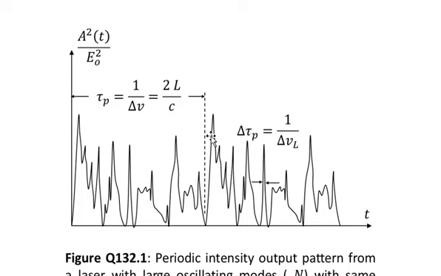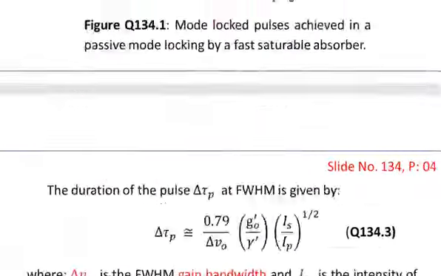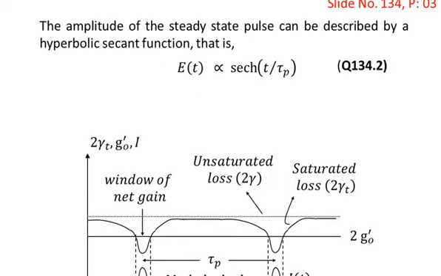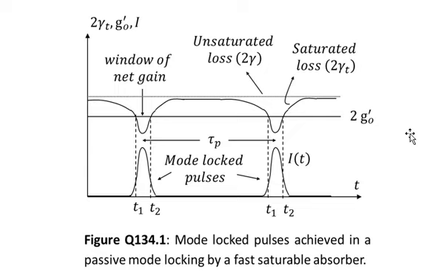For the higher intensity, the absorber will be in the saturation condition, presenting the minimum loss to the peak, and under that condition the net gain becomes larger than the net loss due to the dip in the loss curve. The net gain becomes larger. You see that 2g naught prime becomes larger than the net loss in this region. So we can say that from T1 to T2 we have a window of net gain. So I have explained the working of the mode locked condition.